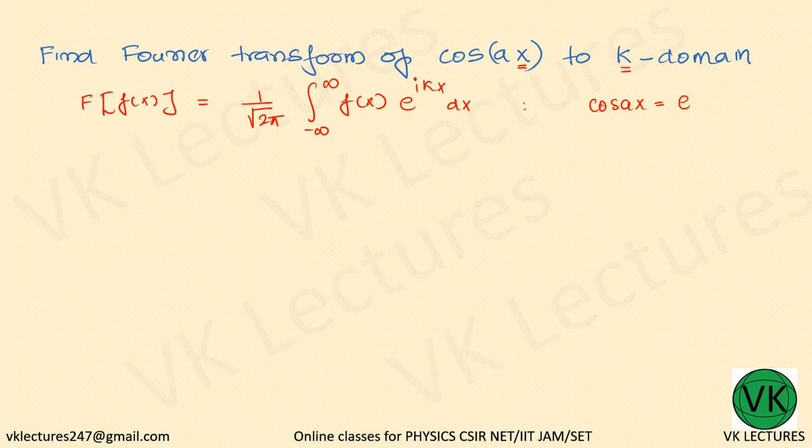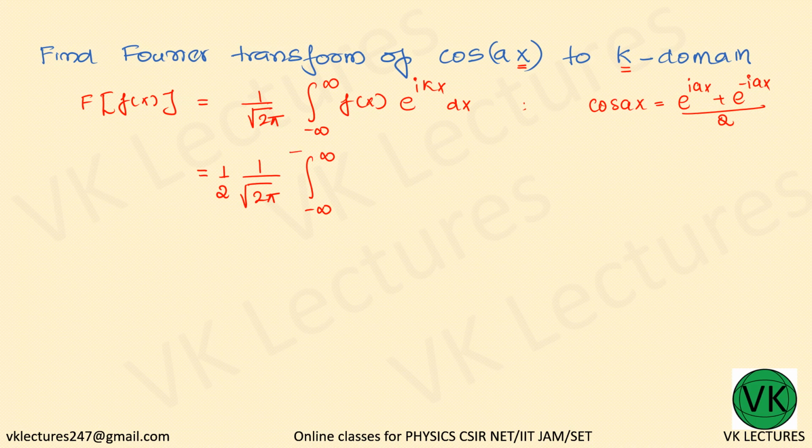f of x is cos ax, but we need to convert cos ax into the form of exponential. So it is e to the power iax plus e to the power minus iax, divided by 2. So substitute f of x as cos ax in exponential form. What we arrive at is 1 divided by root of 2 pi. So again 1 by 2 will come here, 1 by 2 times integral from minus infinity to plus infinity. There will be 2 terms because this has got 2 terms.